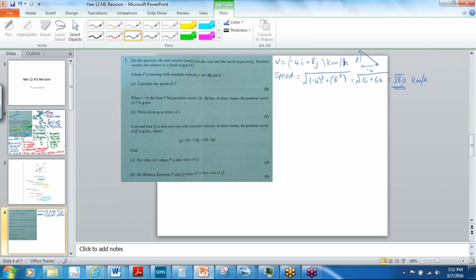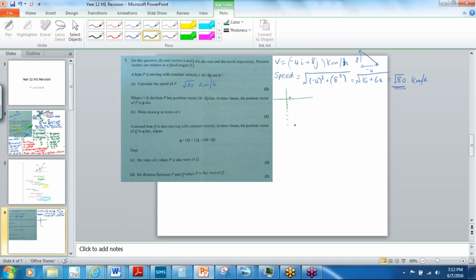So that is the speed, root 80 kilometers per hour. You can turn that into a decimal if you like, approximately 9. So we will just put here root 80 kilometers per hour. Part B. When time equals 0, the boat has a position 2i minus 8j. So this is the starting point pretty much, 2i and 1, 2, 3, 4, 5, 6, 7, 8. This is the starting point at time equals 0.